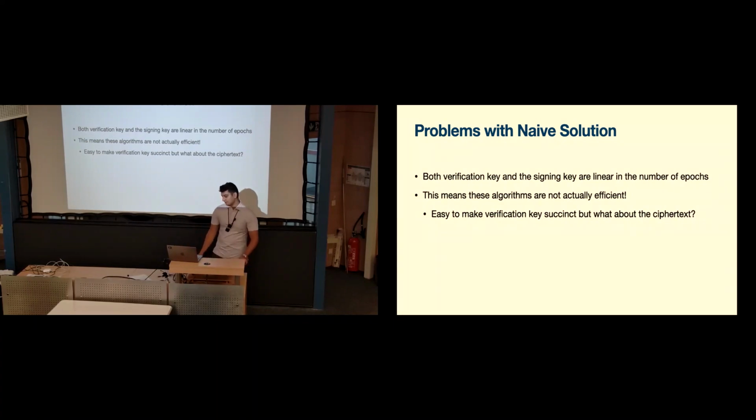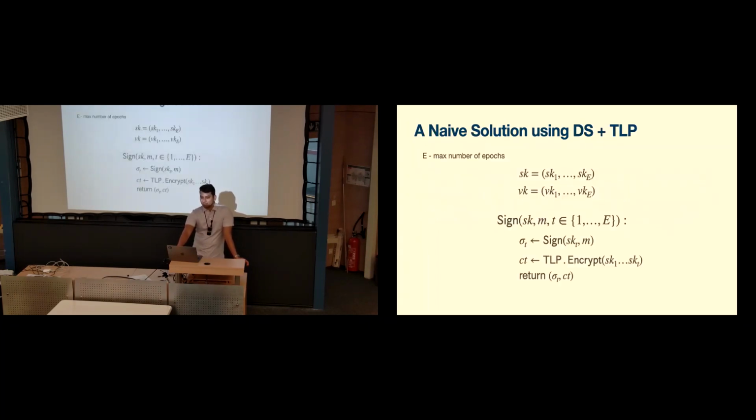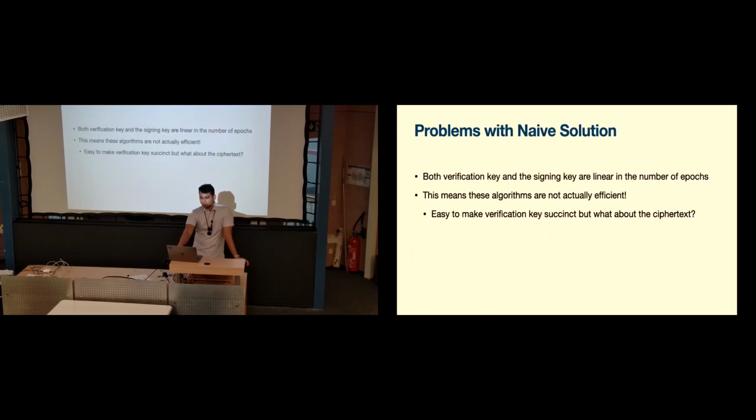So there is a very simple problem with this naive solution. Take the example of the Unix timestamp. The Unix timestamp is 32 bits, and so even if you split time into 2 to the power 8 sized epochs in Unix timestamps, you still have 2 to the 24 different epochs, right? And imagine having a key pair for every single one of them. That's a very huge key size, right? And so the algorithms are not actually efficient, and we also need to worry about the size of the ciphertext we generate here, right?